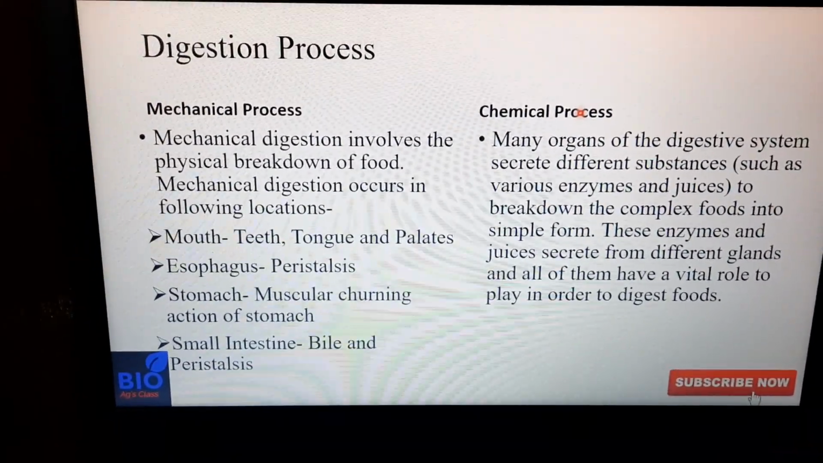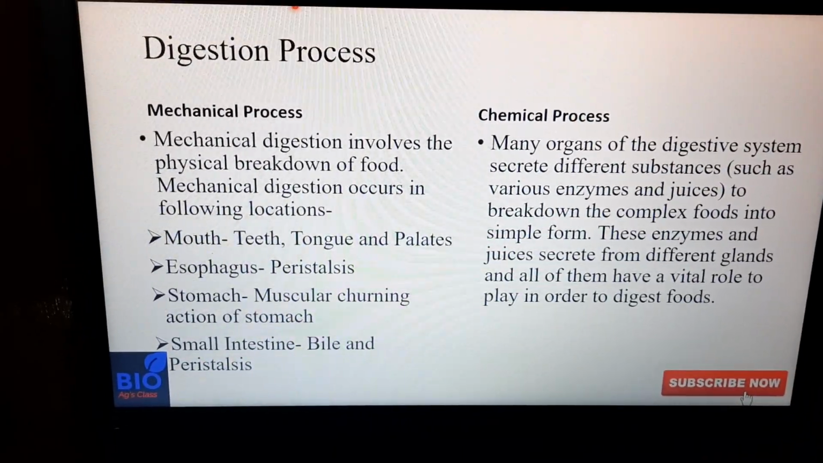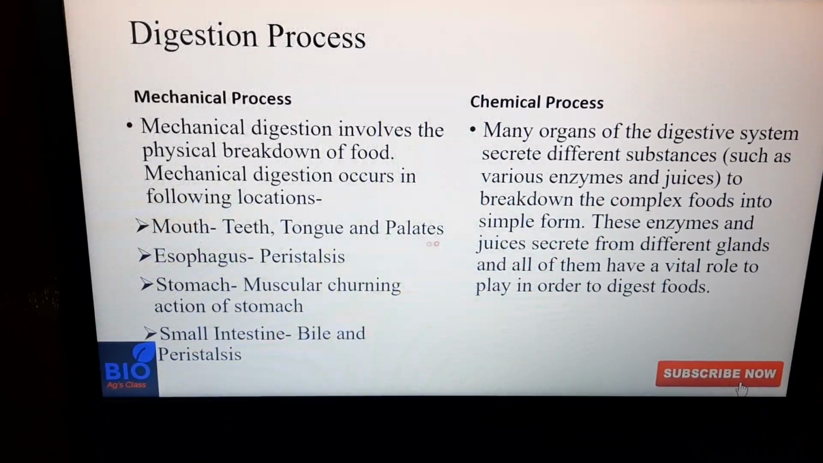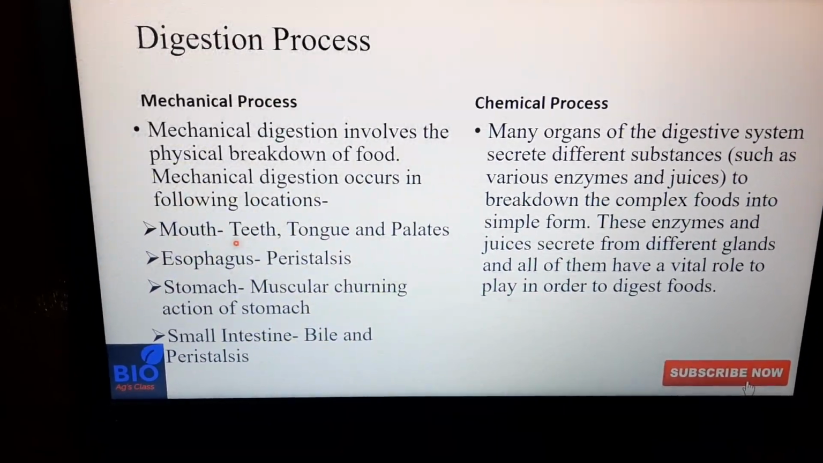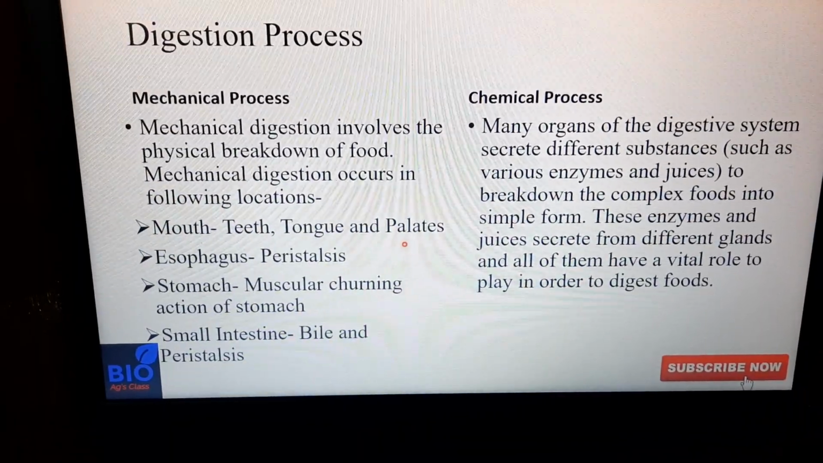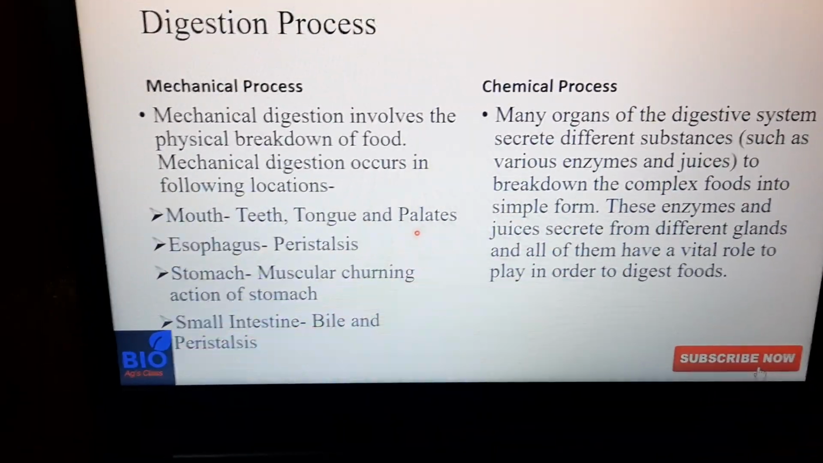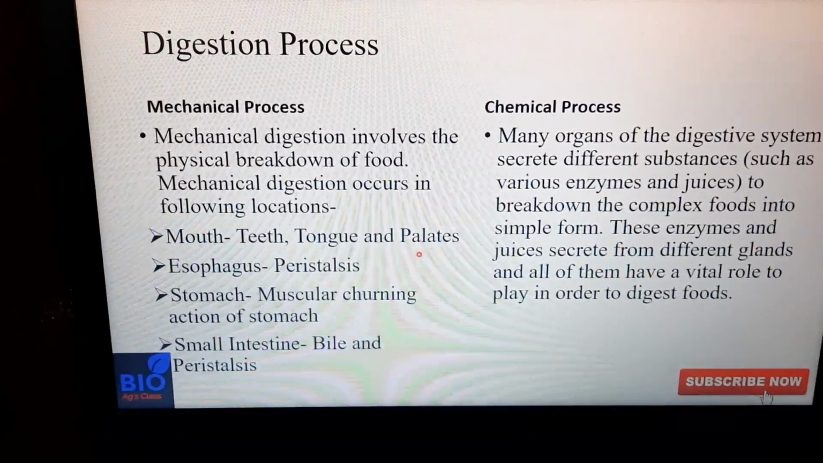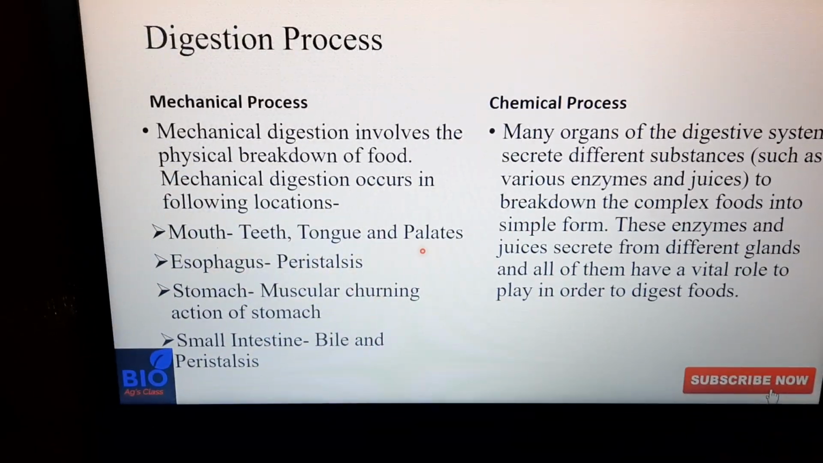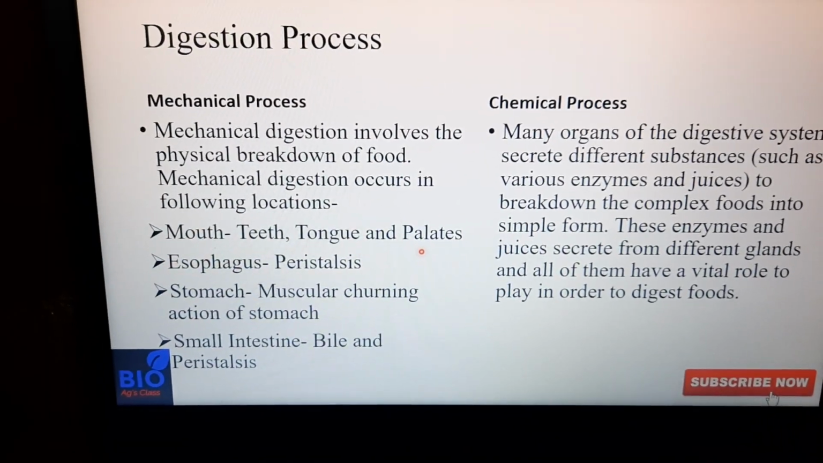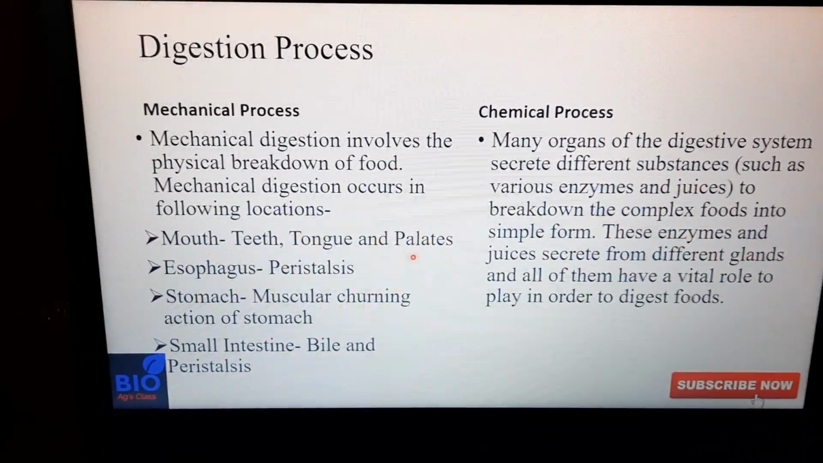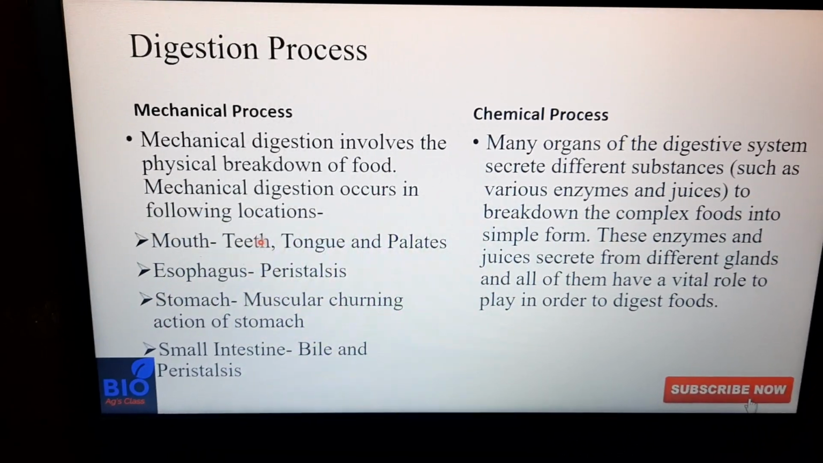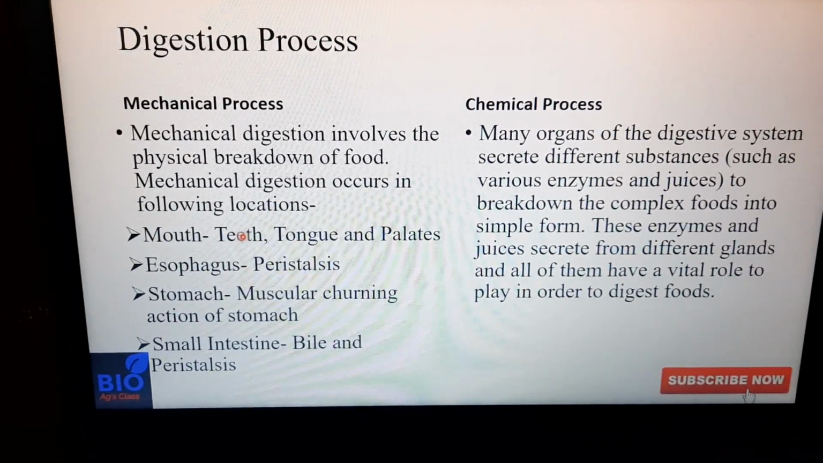Such as you can see here, the mouth. In the mouth, teeth, tongue and palates are the helpful parts that break down the food. As you know, when we eat something, firstly we chew it, we mix it very well in our mouth with our saliva, and the tongue helps in that, and then palates and teeth both help us to break down the food very easily.